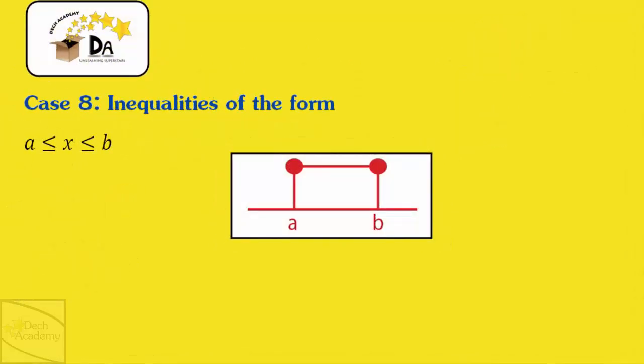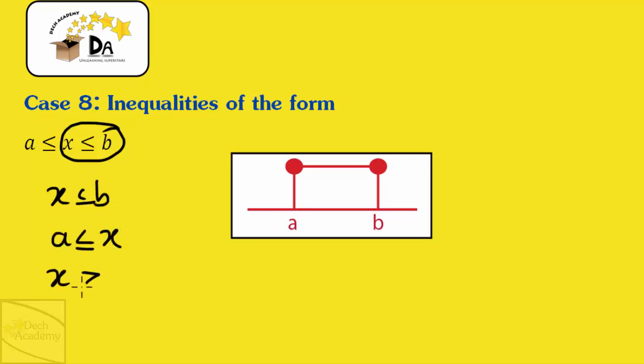That's it. If you've been able to get to this point of the video without any problems, then this case 8 is going to be easy. We have an inequality of the form a is less than or equal to x, which is less than or equal to b, where x is the variable whose values we want to show on the number line, and where a and b are constants. Such an inequality can be broken down into two inequalities: x is less than or equal to b, and a is less than or equal to x, which is the same thing as x is greater than or equal to a.